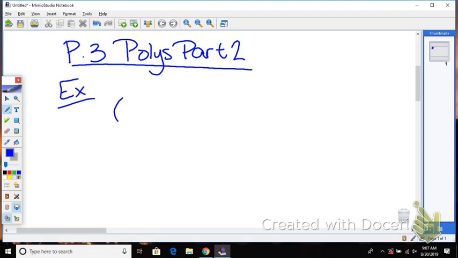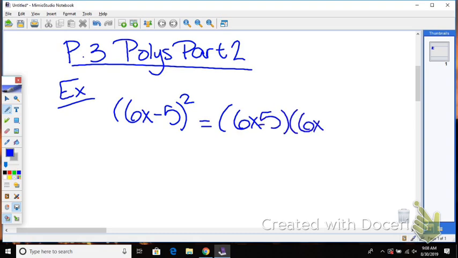6x minus 5 quantity squared. You guys work this one on your own. What does the quantity squared mean again? Write it out twice. So you guys work this one on your own. One more time, 6x minus 5. And we'll compare answers. Then we'll move on to the fun stuff.